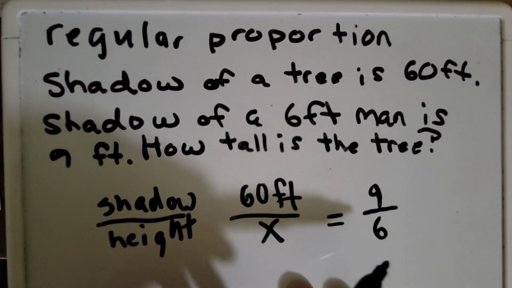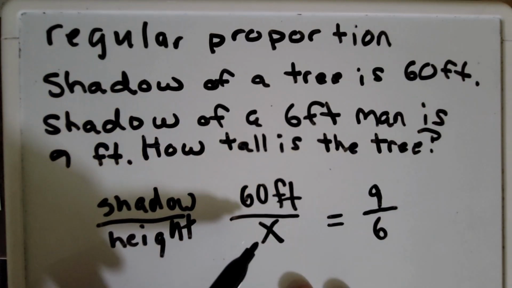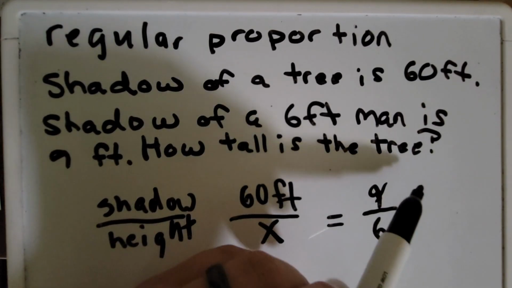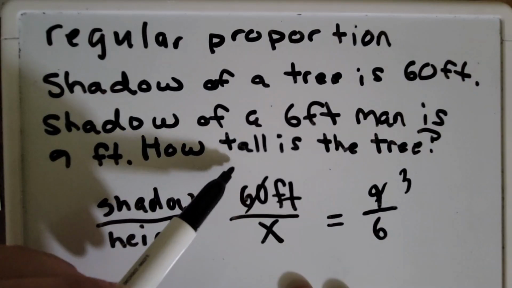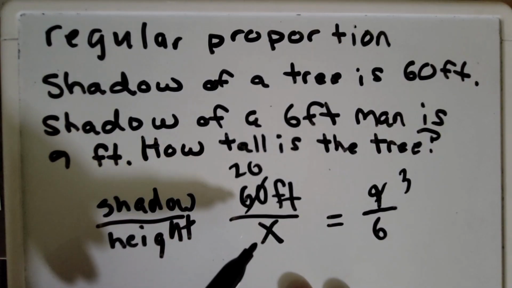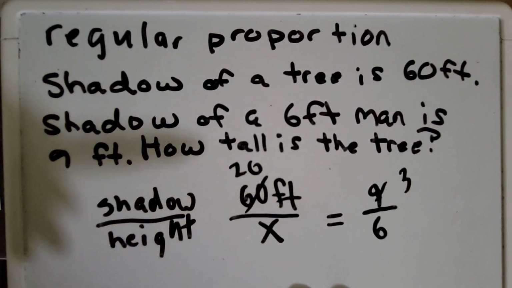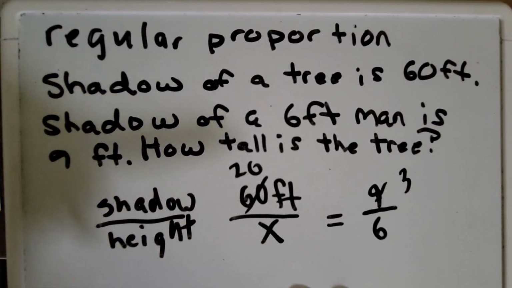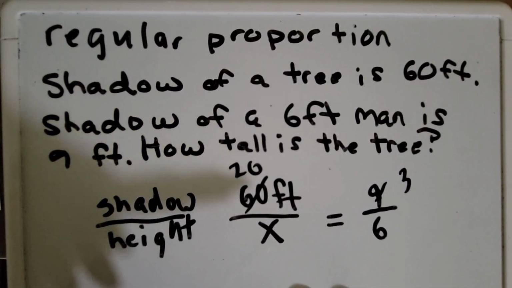So with that being the case, we know that 9 can get reduced to 3. We know that 60 can get reduced to 20, right? With that being the case, we're going to go ahead and either cross multiply, which is what we normally do, or we can do keep, change, flip, right? For this circumstance, let's just go ahead and do cross multiplication, right?